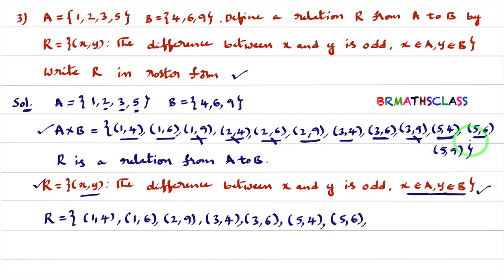Now the ordered pair (5, 9). 9 minus 5 is 4. 4 is an even number. Their difference is not odd. That's it. So I checked all the elements of A cross B. In that, the ordered pairs whose difference is odd, those only I have written in the relation. They asked to write the relation in roster form, so I have written the given relation in roster form. I hope you understand this class.